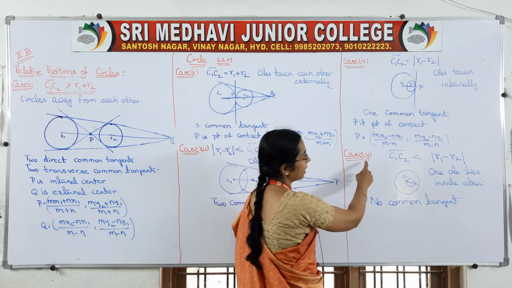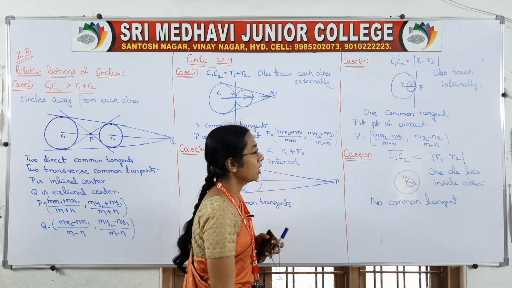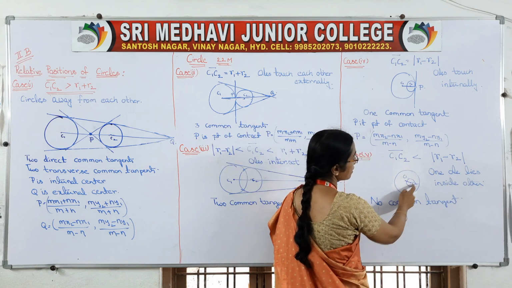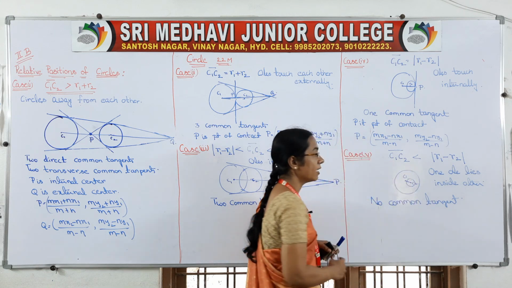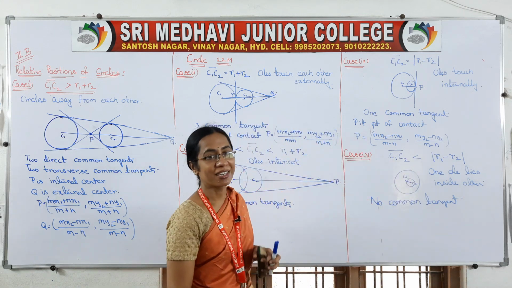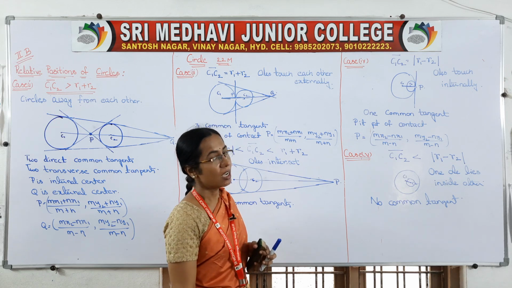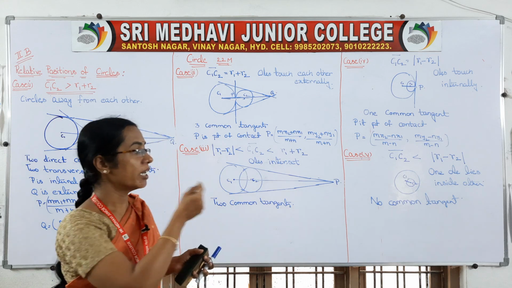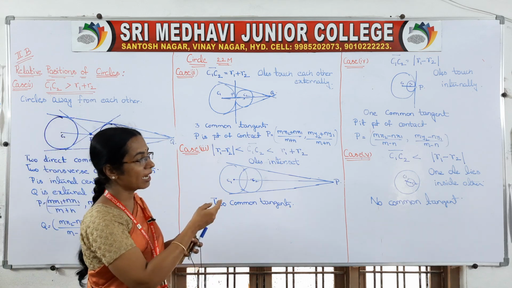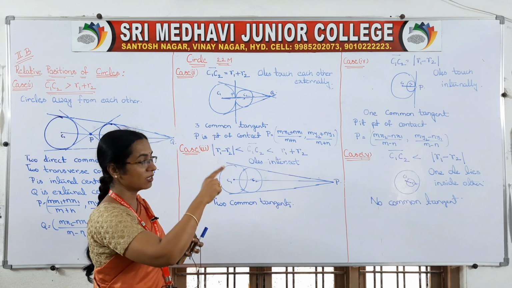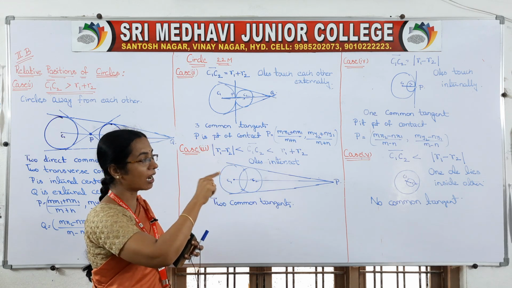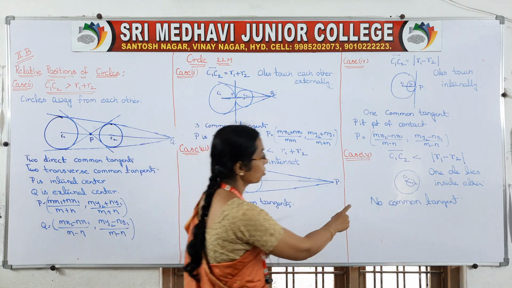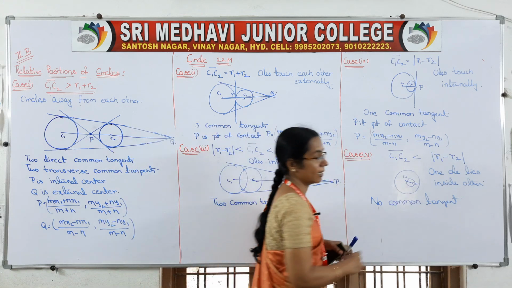Now come to case 5. So, if your C1 C2 is less than modulus of R1 minus R2, one circle lies inside the other circle. So, we cannot take any common tangent for that. Tangent means it must touch the circle at only one point. But here common tangent means it must touch one circle as well as another circle at one point. There is no possibility for the fifth case. So, no common tangent. Okay.